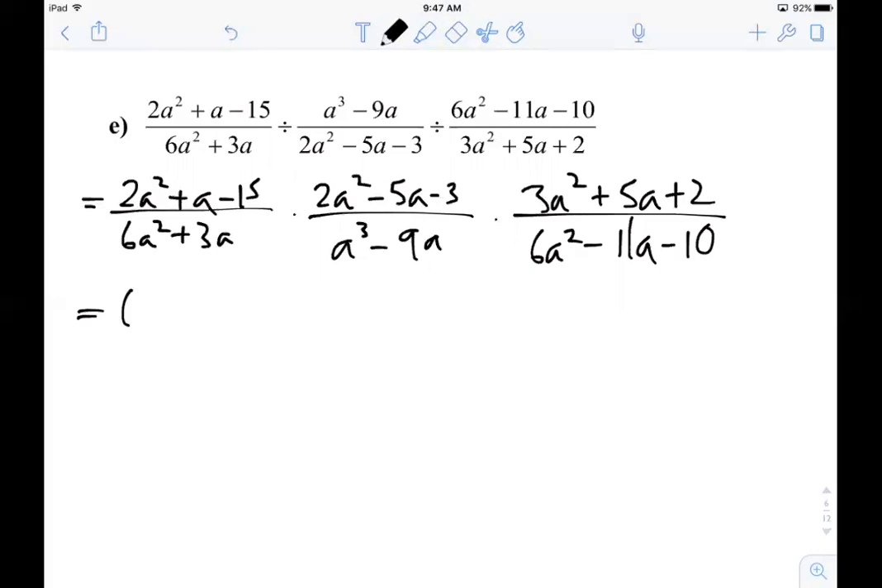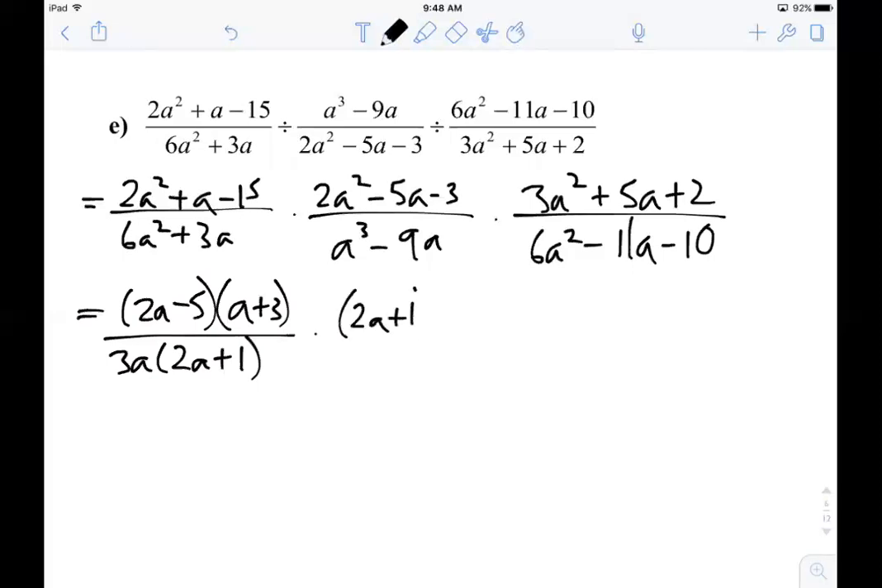So I got 2a minus 5 and a plus 3. On the bottom of that one, we can common factor out a 3a, which leaves 2a plus 1 on the bottom in another factor.